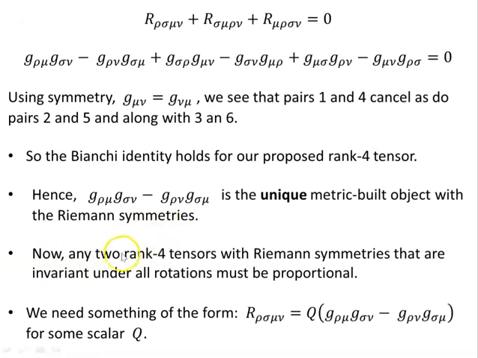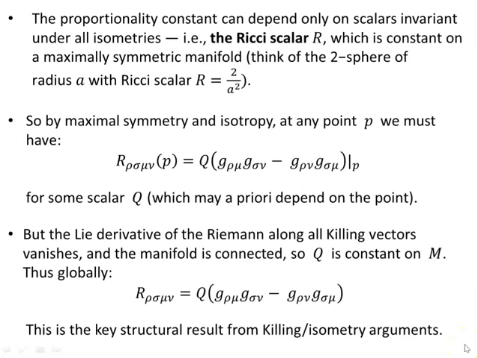Now, any two rank 4 tensors with Riemann symmetries that are invariant under all rotations must be proportional. Whichever way you look in this space, there's no preferred direction. They're all the same. All that differs when you rotate from one to another is just a factor, so they must be proportional to each other. We need something of this form, and here's our factor of proportionality, Q, for some scalar Q. Let's see if we can find out a little bit more about this scalar.